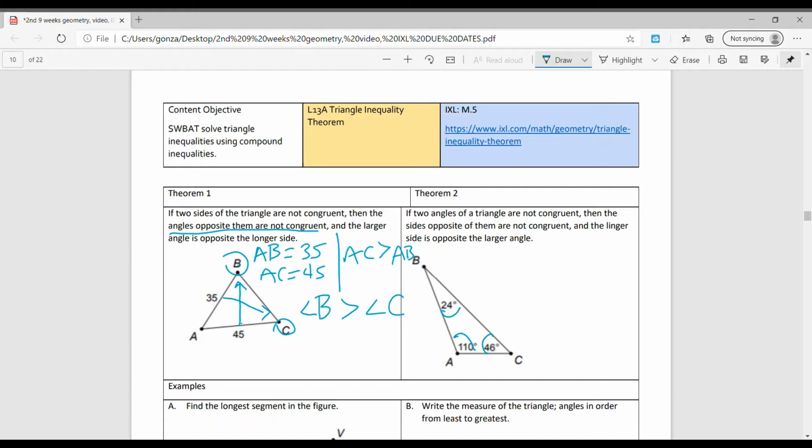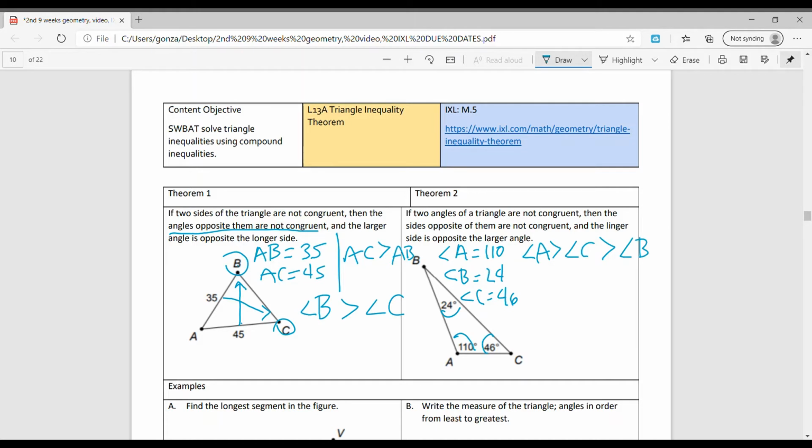So again, none of these are congruent, so I know that angle A equals 110, angle B equals 24, and angle C equals 46. So now I'm going to say angle A is larger than angle C, which is larger than angle B.